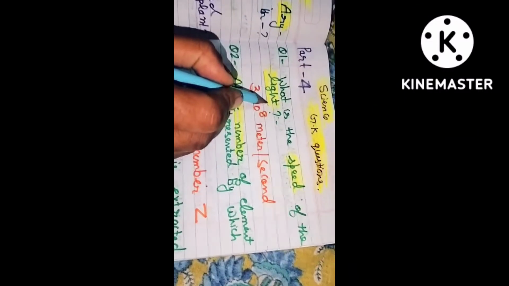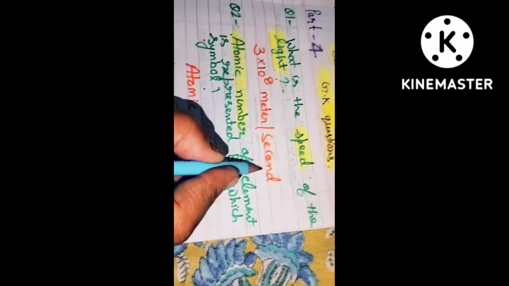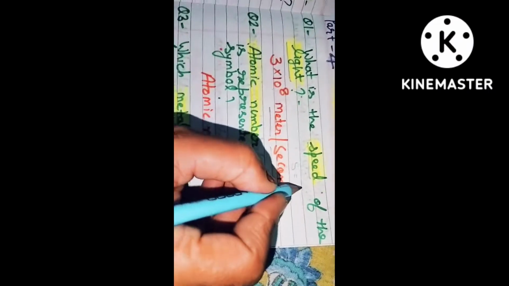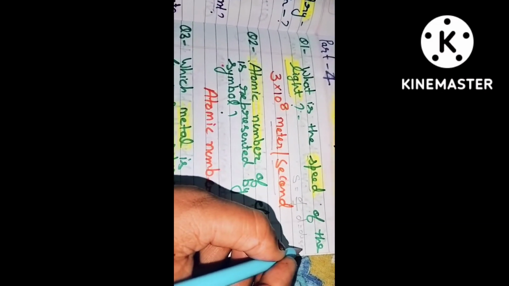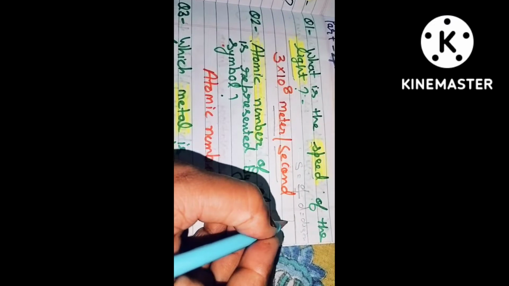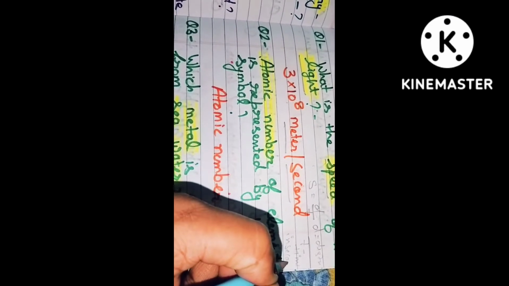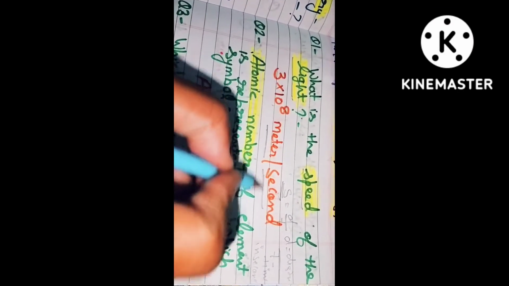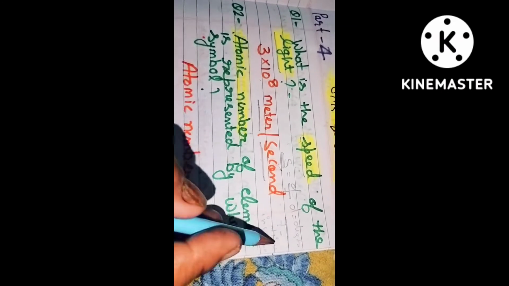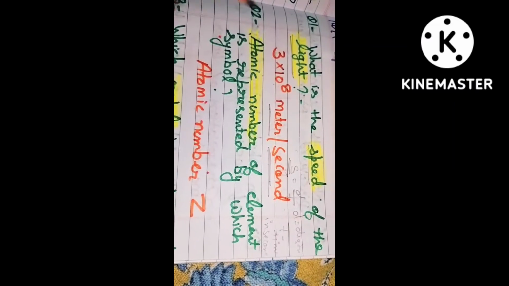We know the speed of light is 3 × 10^8 meters per second. We know S is equal to D upon T, where D is distance and T is time taken in seconds. In this condition, the unit is meter per second: distance in meters and time in seconds. The speed of light is a very important question.